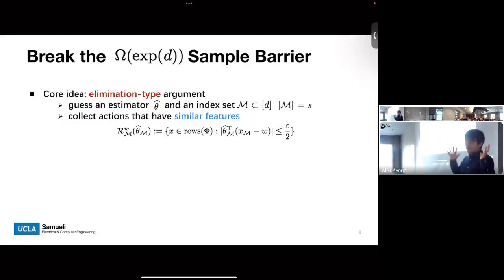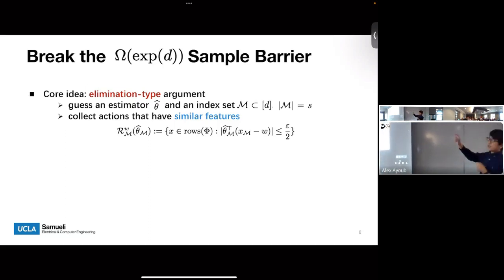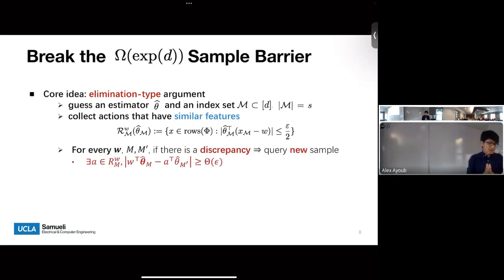Now, if S is fixed, the number of them is polynomial in D. So if we can query only one action to check whether this group is correct or not, then we're in good shape. That is the enumeration type algorithm.